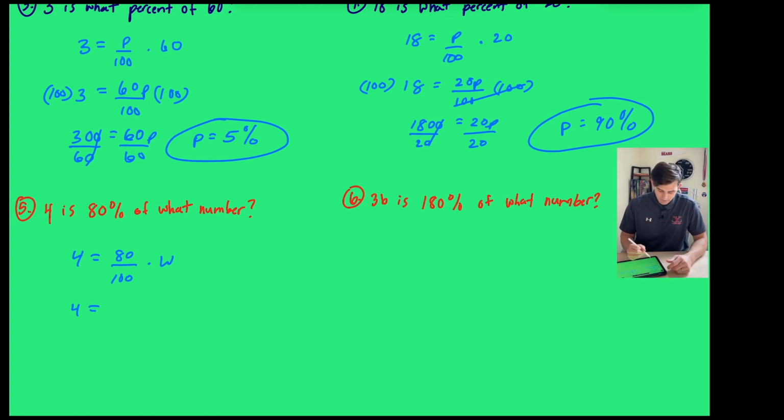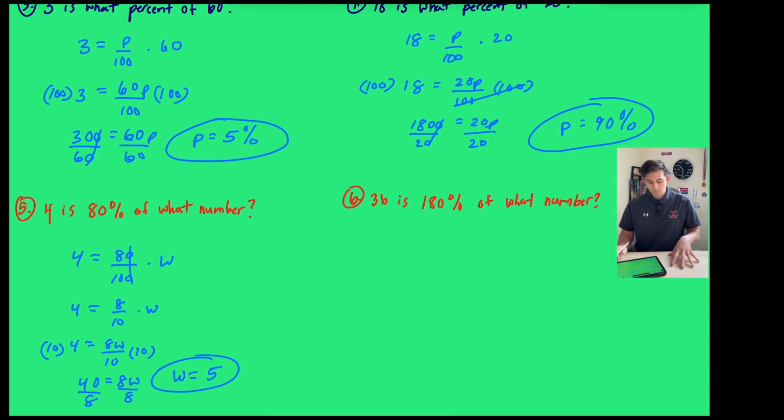So we see we have a couple zeros here. Those will cancel out. So this is 8 over 10 times w. Now we might also see that that's 4/5. That's great. If you see that, go ahead and simplify it. If not, just leave it as 8 over 10. It's fine. So now this is going to be 4 is equal to 8w over 10. Let's multiply both sides by 10. So now we're going to get 40 is equal to 8w. And now we divide both sides by 8. And we're going to get w is equal to 5. So 4 would be 80% of 5.